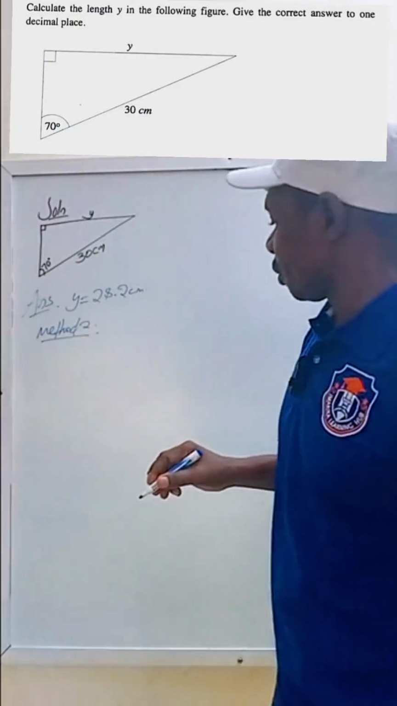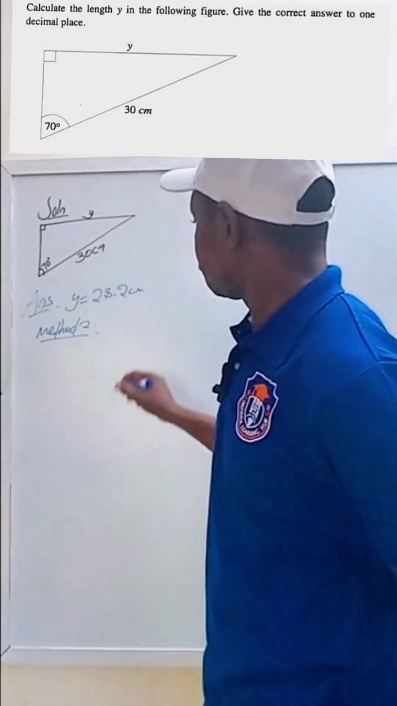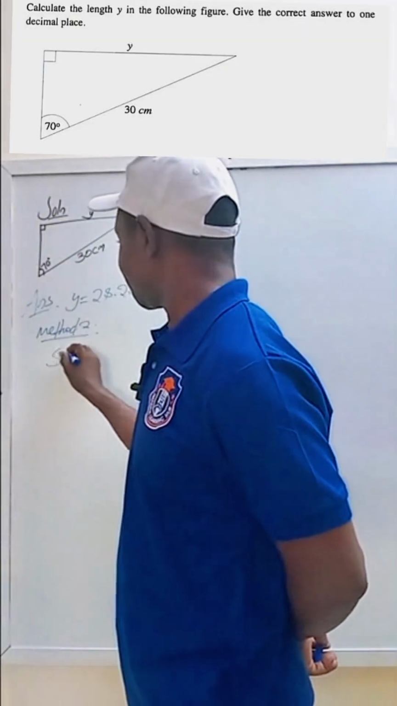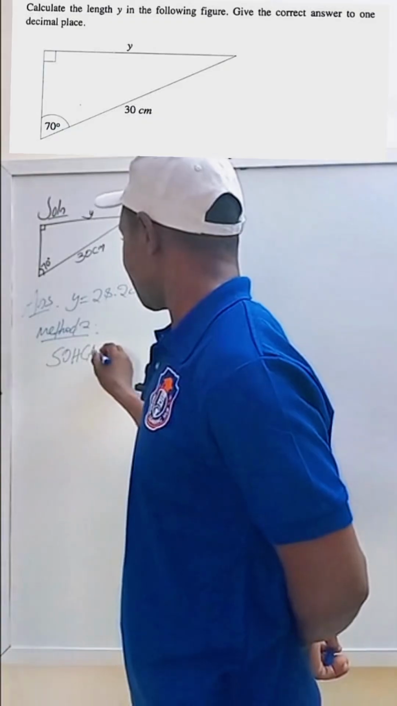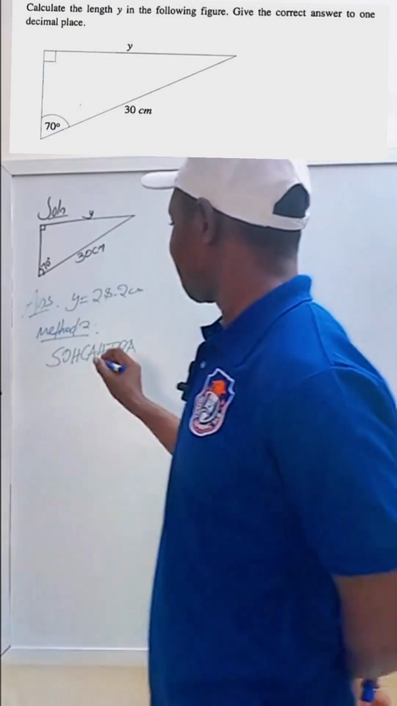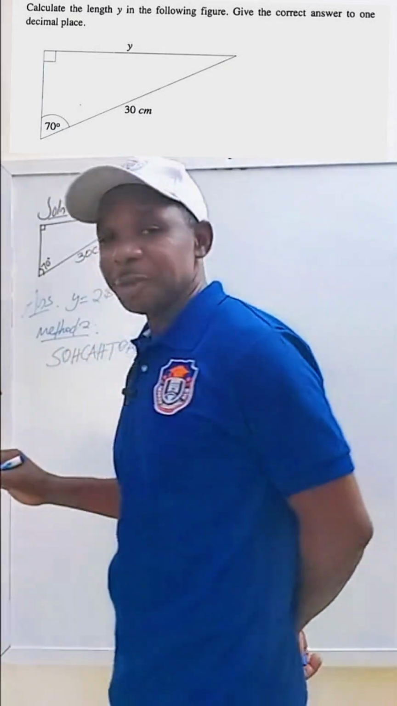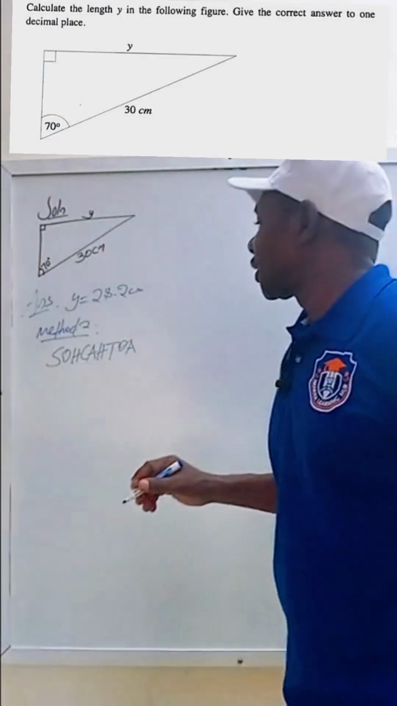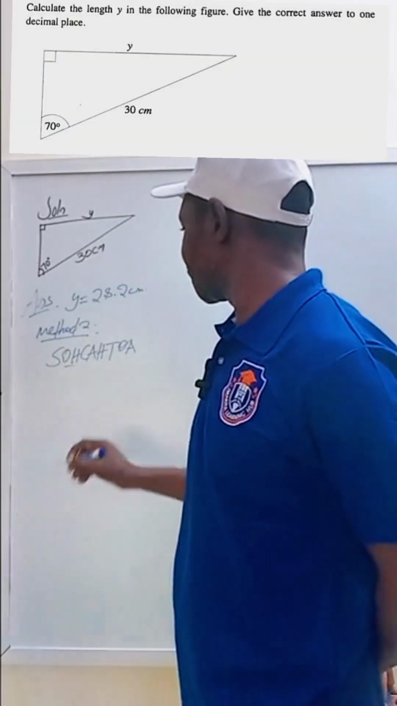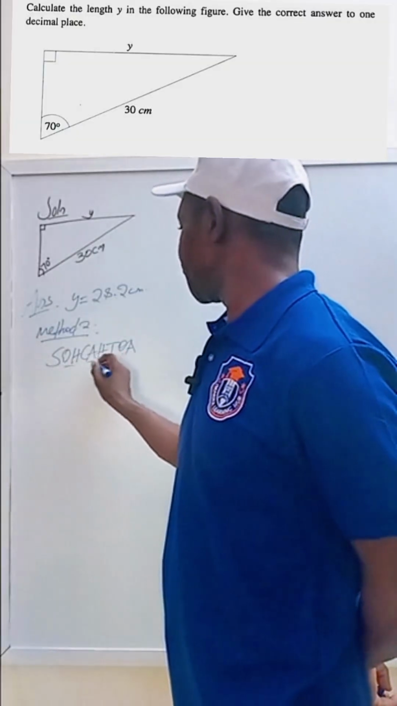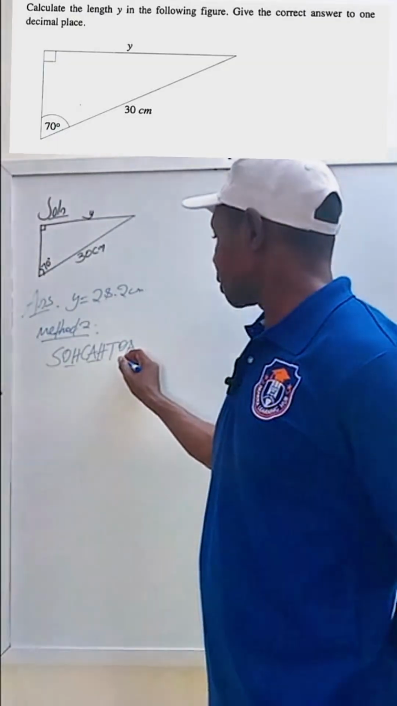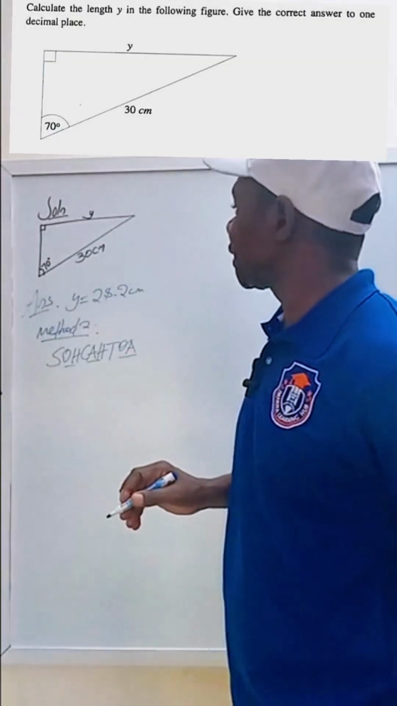And what's method 2 about? Method 2 is about using this familiar formula of SOHCAHTOA. I know you are very familiar with this formula. That is, sine equals opposite over hypotenuse, cosine equals adjacent over hypotenuse, and tangent equals opposite over adjacent.